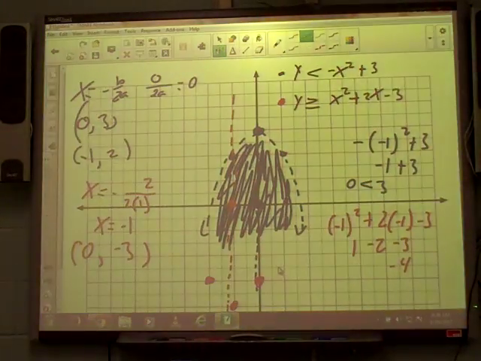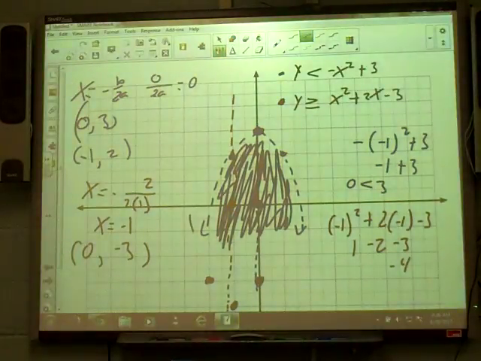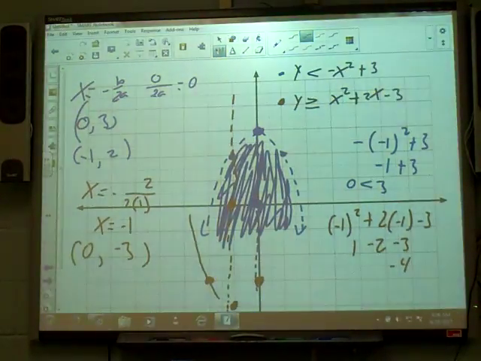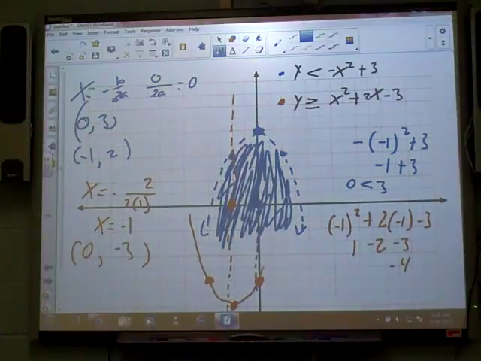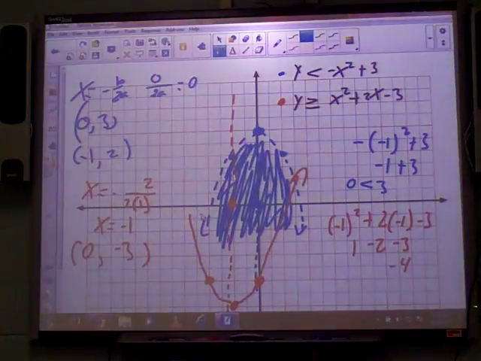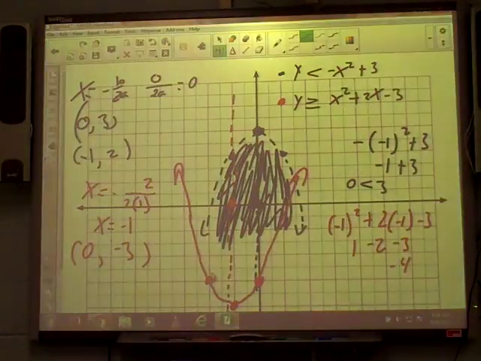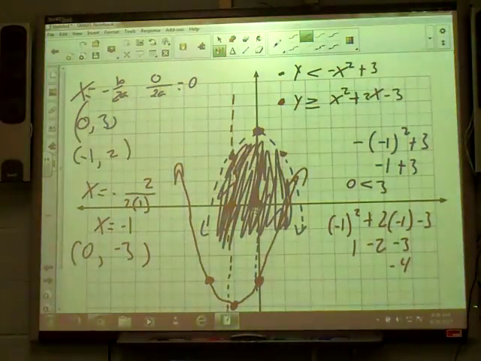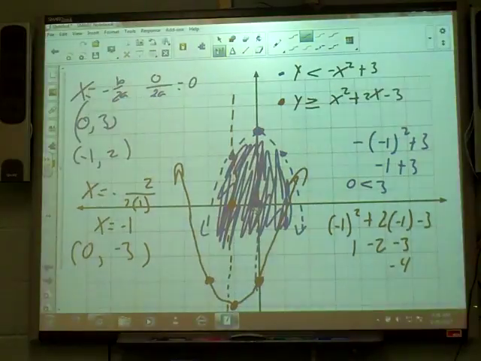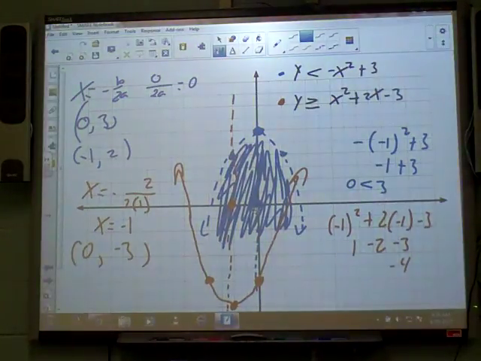Will this curve be solid or dashed? Solid. Good job. So it'll be looking like that. Okay. I can still use 0, 0 again as my test point, can I? Yeah. Okay. My mouse just froze. Let me go right up there.